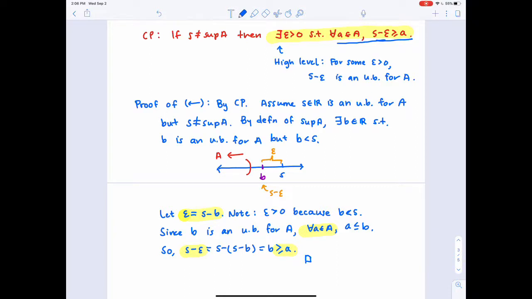Now, if I was proving the lemma altogether at once, I would want to write the proof of the forward direction and the backward direction all together in the same proof. But for the purpose of teaching, I'm showing these separately. So that is it for this lemma. Make sure you're thinking about it at a high level, where you're thinking about what the role of epsilon is, and that quantified statement is talking about a number smaller than S being an upper bound.